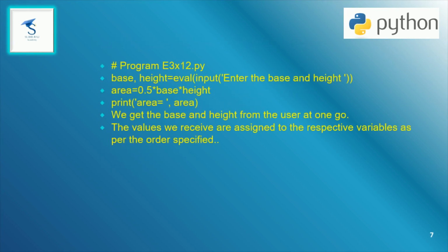Let us now write a program to find the area of a right-angled triangle. We get the values of base and height from the user at one go. The values we receive are assigned to the respective variables as per the order of the variables specified. The area is calculated and printed.